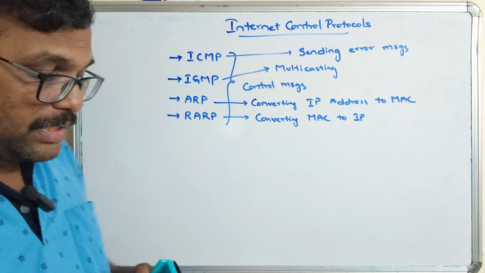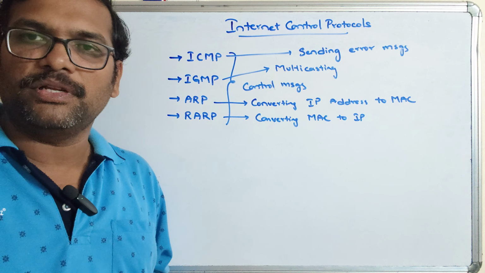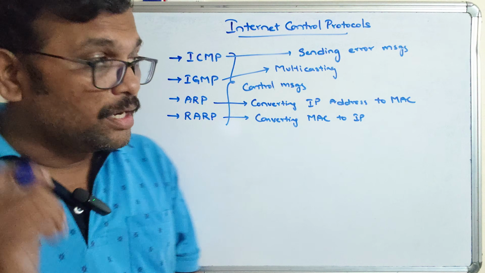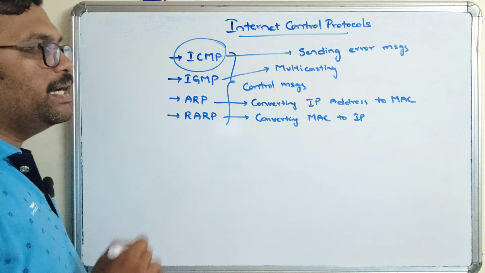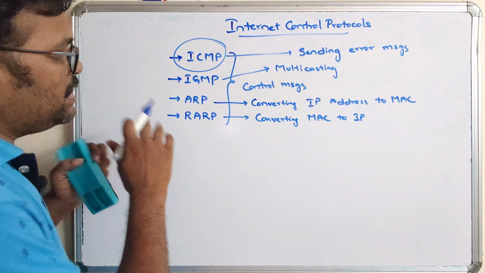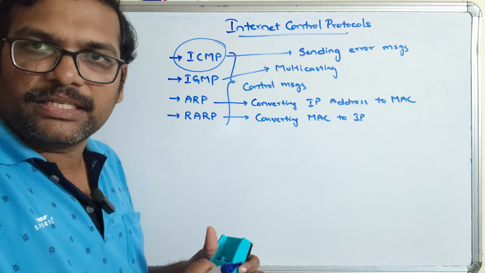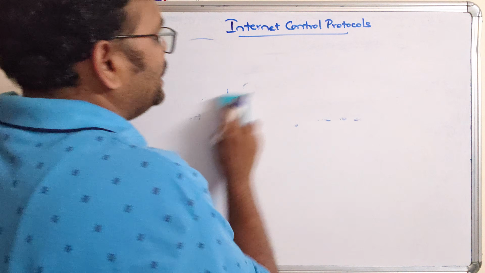Okay, so the data will not be sent in any one of these protocols. Today we will concentrate on the first kind of protocol, that is Internet Control Message Protocol. We will see the remaining things in our further sessions. Now let us start with the first thing, ICMP.